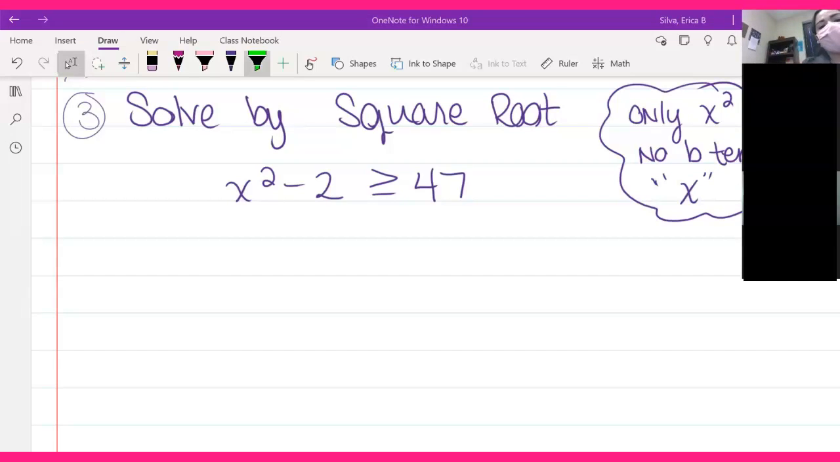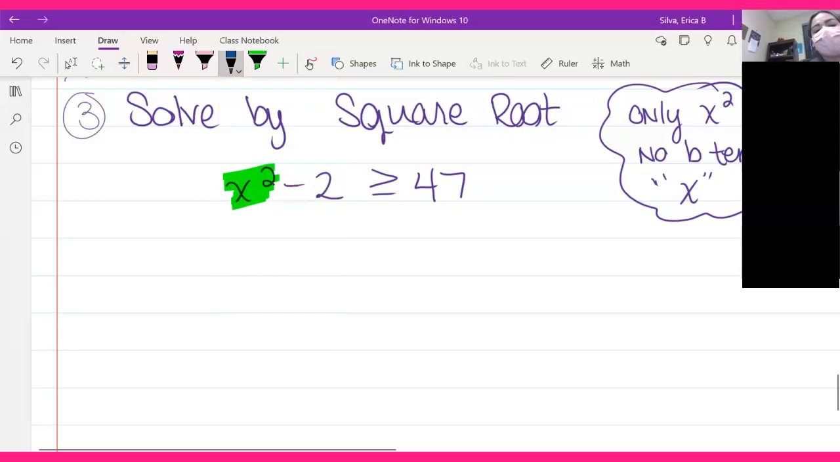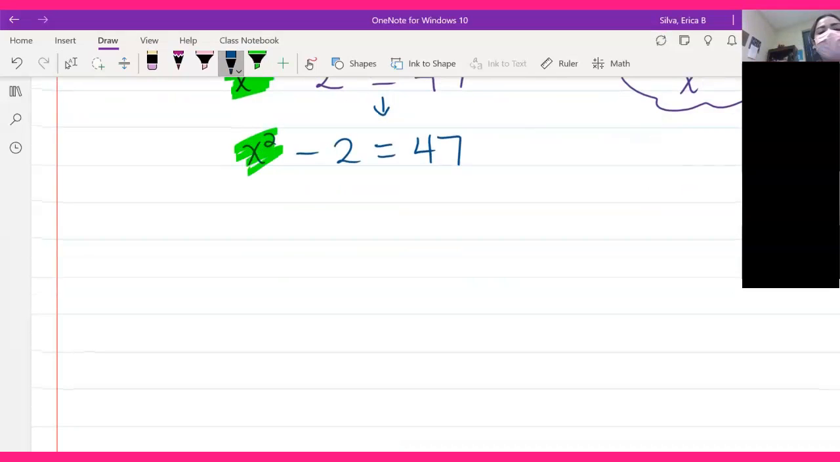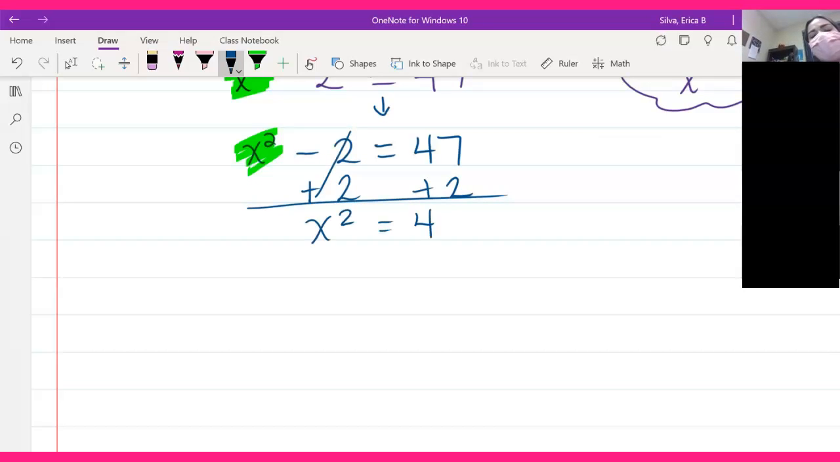All right, so when we solve by square root, we want to identify what is being squared. And in this case, only the x is being squared. So we want to isolate that x squared. And then we have to change that inequality. We're going to change it to an equal sign. So we want to do the opposite of subtracting 2, which is adding 2. And we get x squared equals 49.